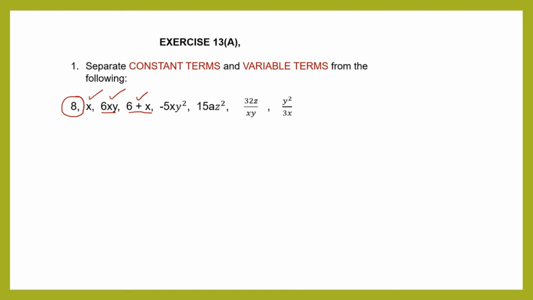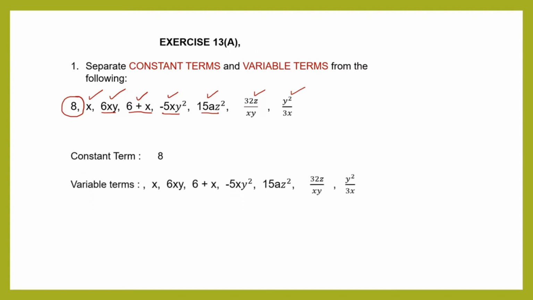Then we have the next one, minus 5xy square. It's a variable. 15az square is a variable. 32z by xy, variable again. Y square by 3x is a variable. So we only have one constant term here. And the rest of it, they are all variables.